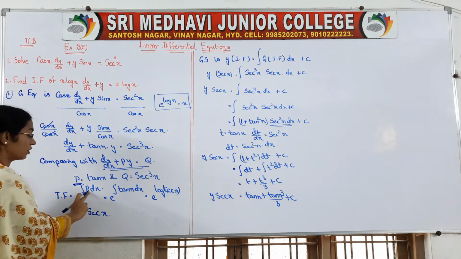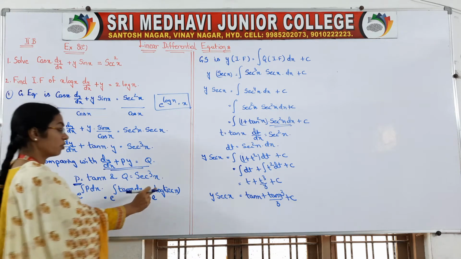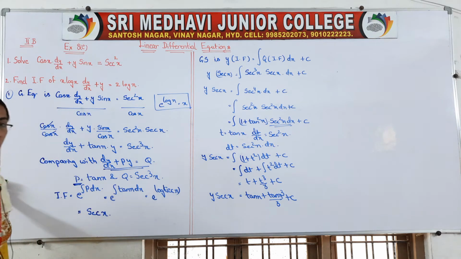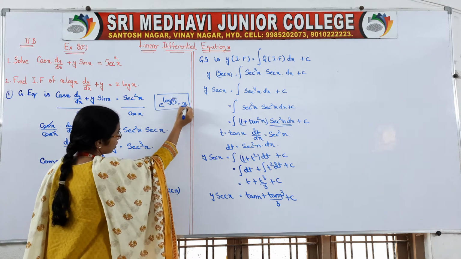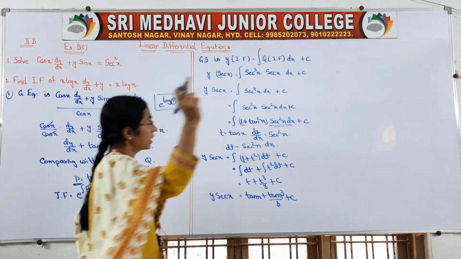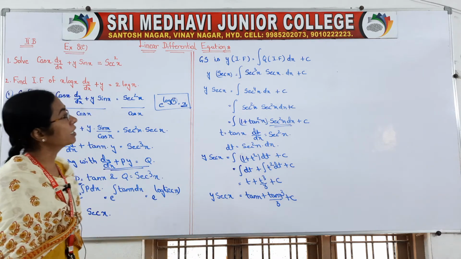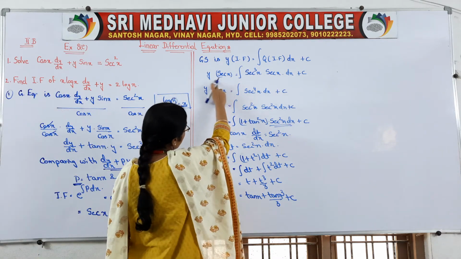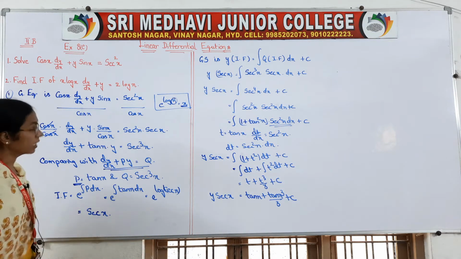So, e to the power of integral p dx is equal to e to the power of integral tan x dx, that is e to the power of log of secant x. Okay. You know that e to the power of log of any variable is equal to that variable, so it is secant x only. So, the general solution is y into integrating factor is equal to integration of q into integrating factor into dx plus c, right. We got the integrating factor as secant x, right.